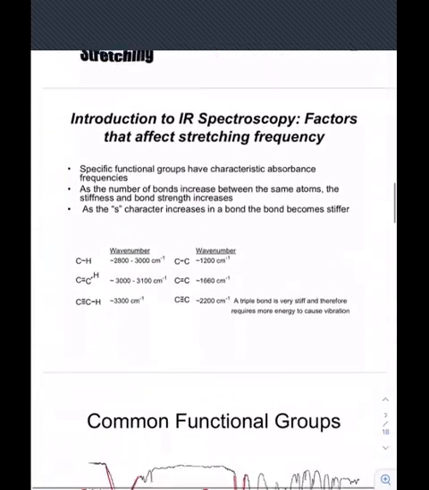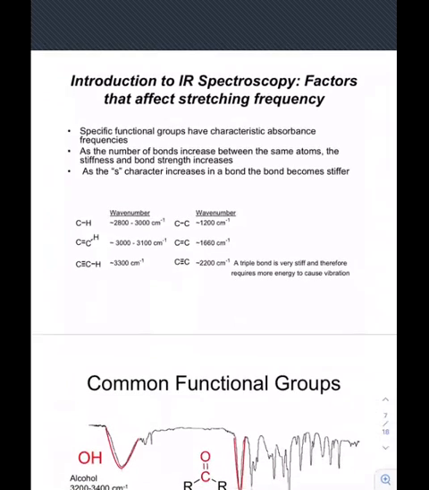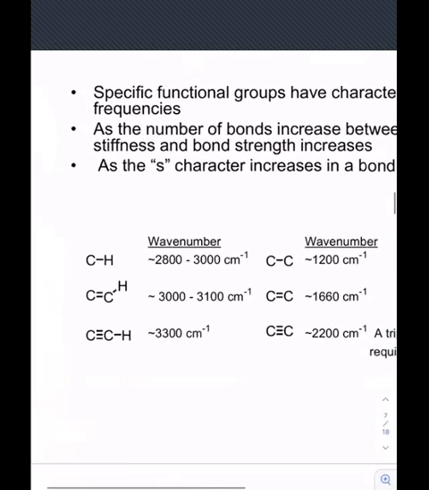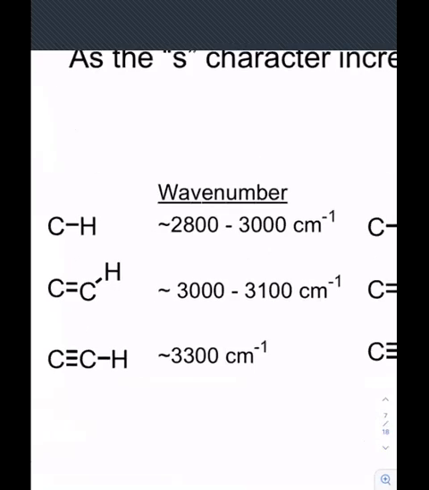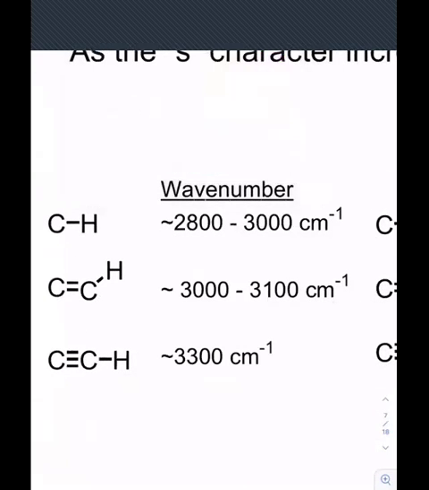So all of your functional groups have specific places where they show up, right? If you look right here, these are just some for alkanes, alkenes, and alkynes, right? So this CH stretch is a characteristic stretch of alkanes, right? And you're going to see this a lot. It's a really raggedy looking stretch between 2,800 and 3,000. And that's just for alkanes.